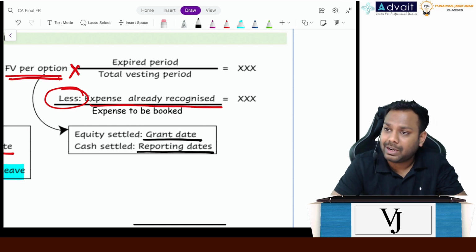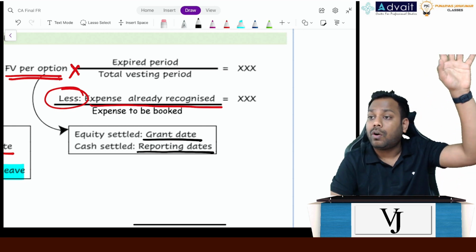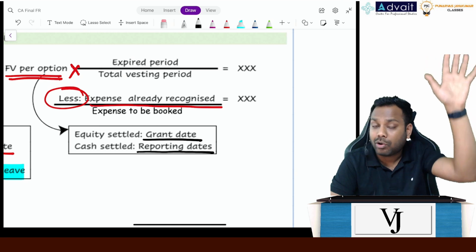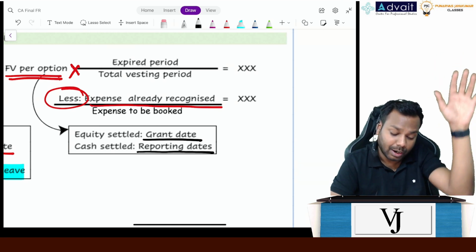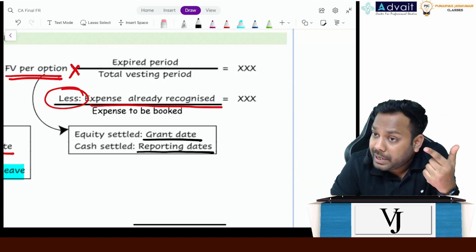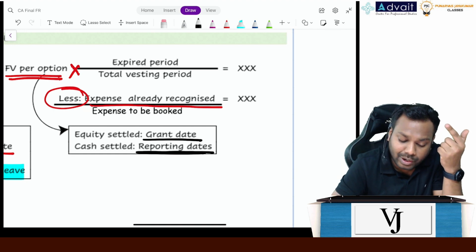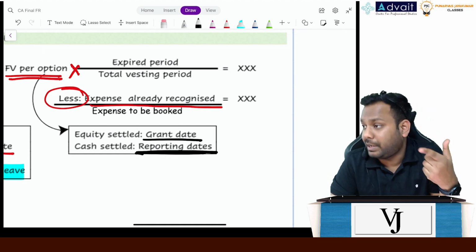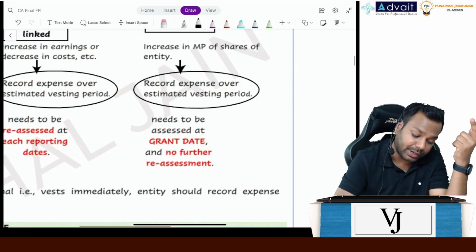So equity settled will take the fair value on the date of issue of the instrument, that is, on the grant date. But for cash settled, which is a liability, we will revalue on each reporting date. That's what is here.